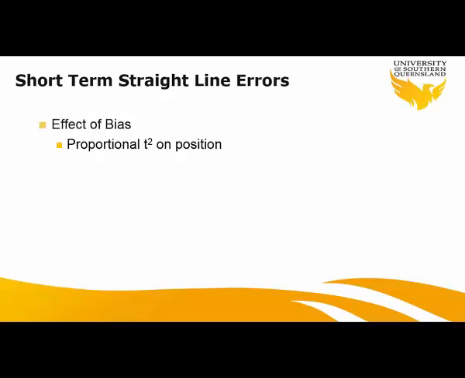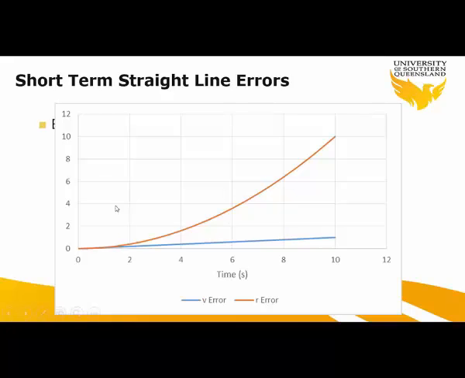So what it looks like is this one. You can see errors in the position in terms of velocity. So it's like a linear term. The blue one shows the velocity error over time, which is linear. This affects the positional error, which is proportional to time squared. So it looks like the red curve here.